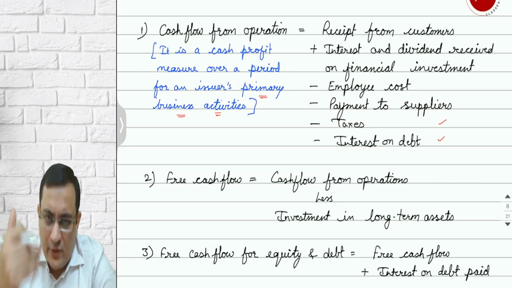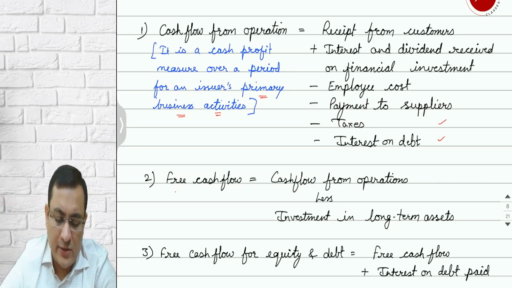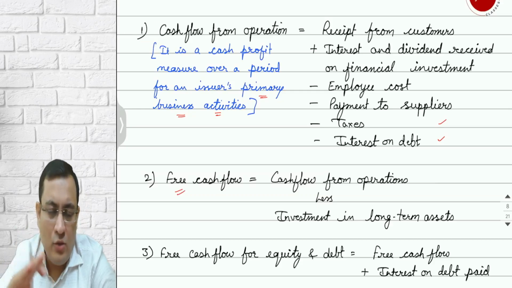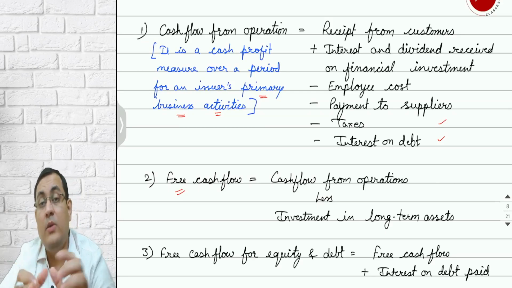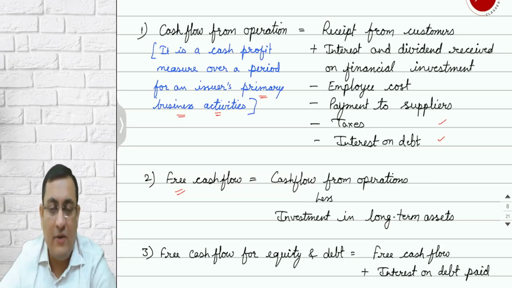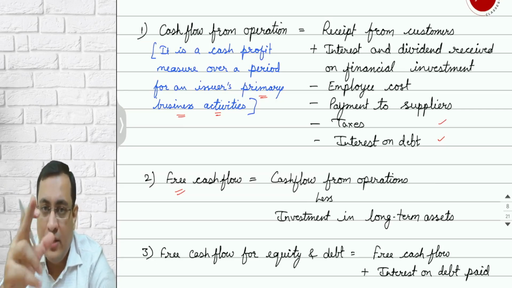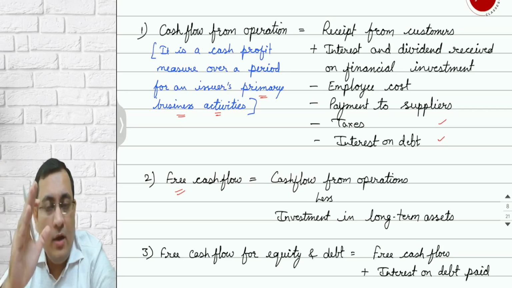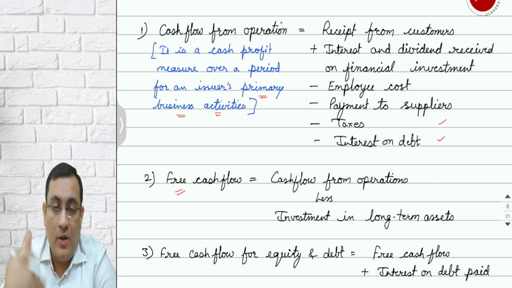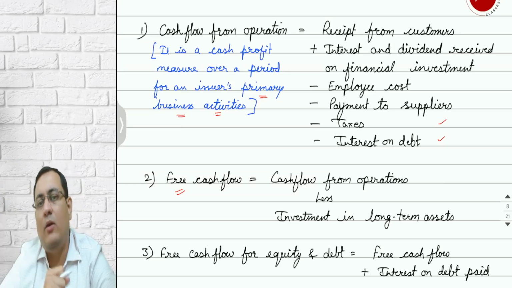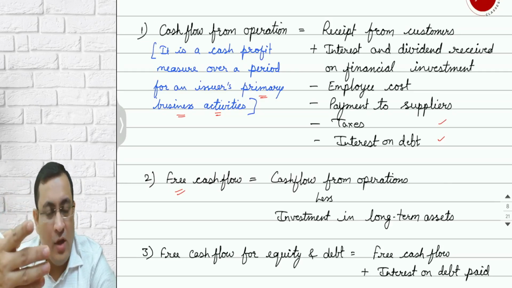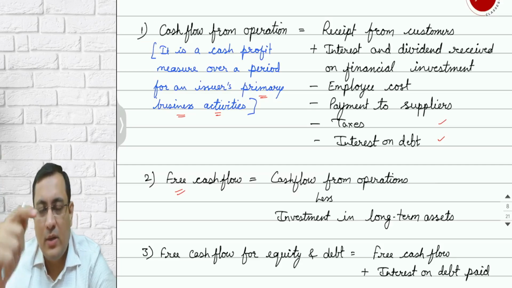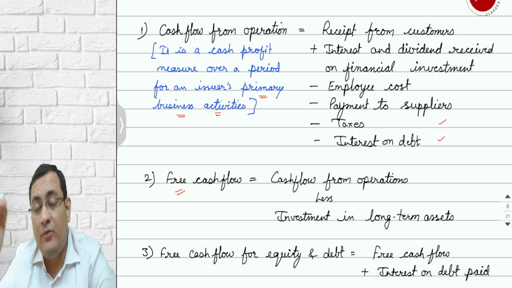Sometimes different absolute measures are used. The second absolute measure is free cash flow. This term is used at various places in our study material. What do we mean by free cash flow? How much cash is now freely available after paying off everything required, including your capex, your capital expenditure. From cash flow from operation, we have already paid all our expenses: suppliers' dues, employees' dues, interest on debt, taxation, other expenses. Now what is next due is your payment for capital expenditure.